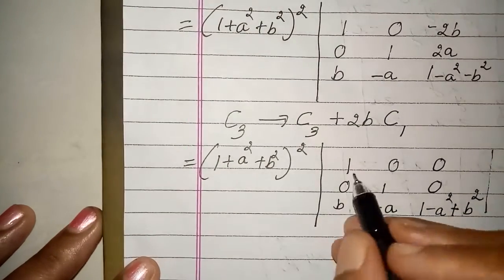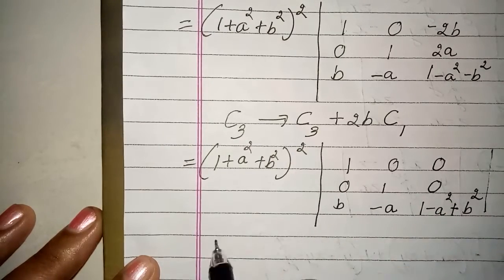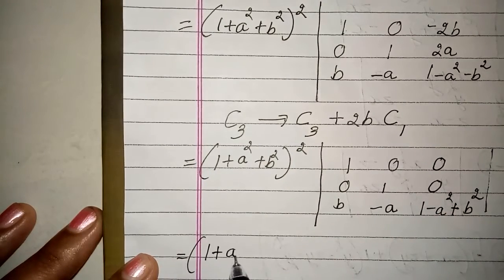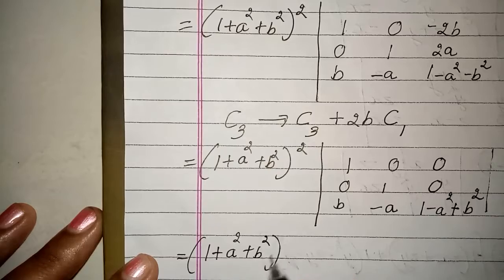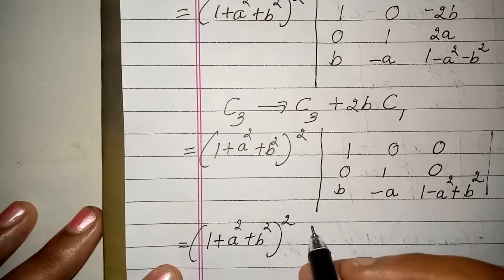Yeah. Now I can expand along the first row or second row. So if I expand along the first row, what will you get? 1 plus a square plus b square the whole square. Along the first row, what you will get?